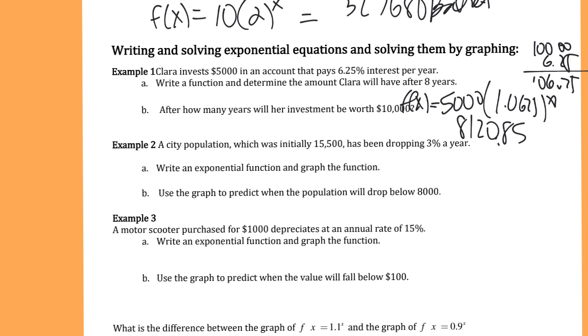Okay, and we've got dollars and cents, so we can get dollars and cents. So that's going to be it. Okay, so that's the answer to A. Now it says, when will you have $10,000? Okay, and so this is when we're going to solve by graph and calc.